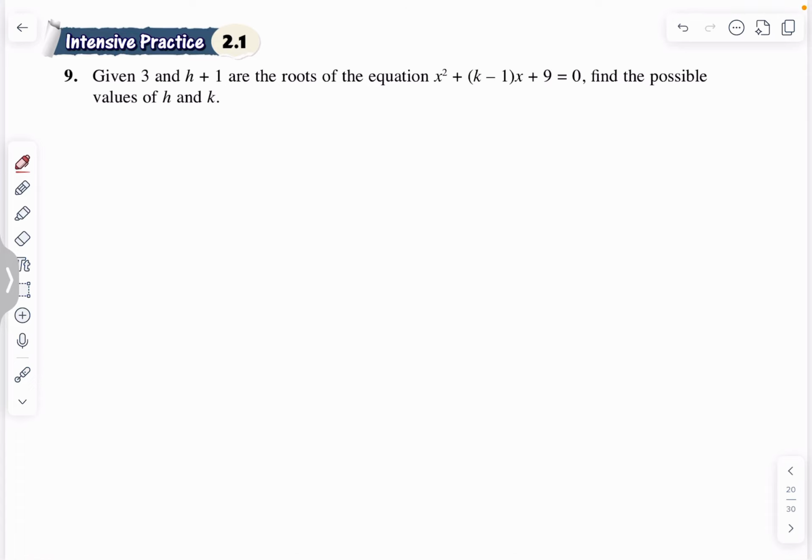Question 9. Given 3 and h plus 1 are the roots of this equation, find the possible values of h and k. Right. So we have x squared plus (k minus 1)x plus 9 equals 0. So here our a, b and c will be: a is 1, b is k minus 1, c will be 9.